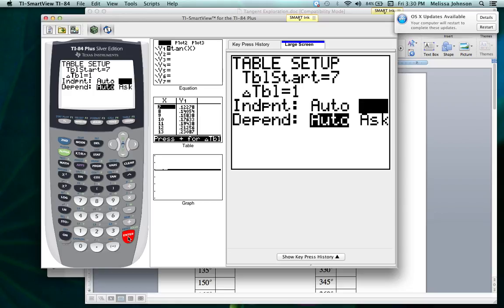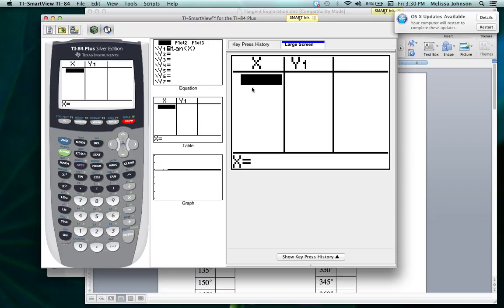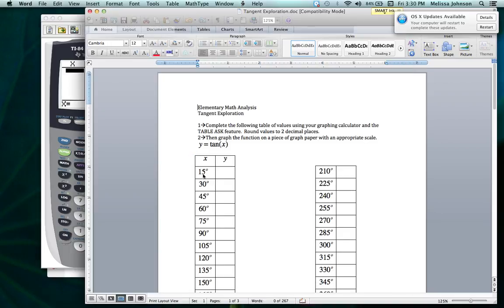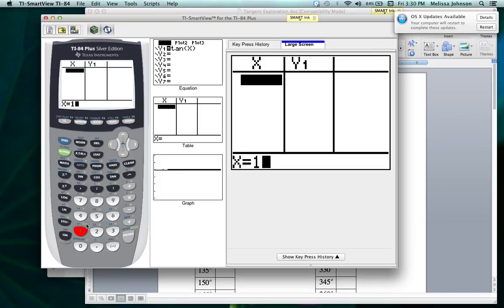Hit enter. And now when you go to your table, it will be blank. So make sure your screen looks like this. Hit second graph. You're only able to type in the amount of numbers here. So if you look back at the activity, you can type in 15, 30, 45, and go on from there.